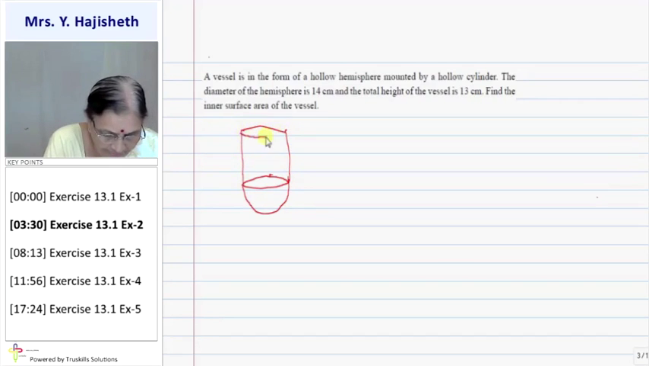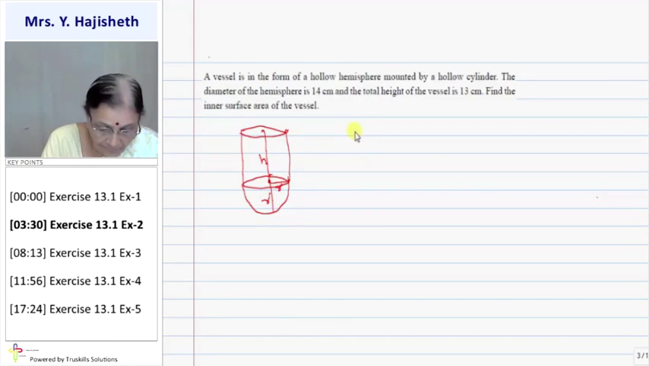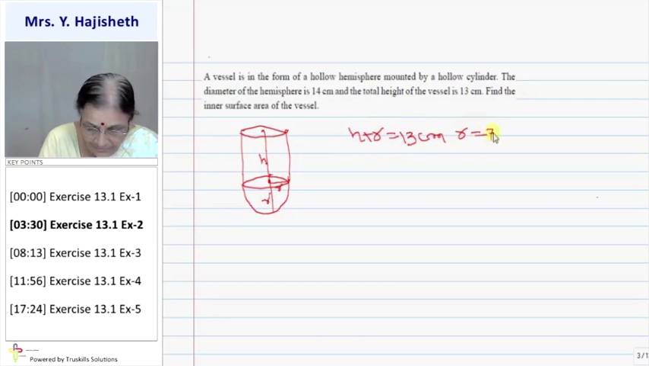This type of vessel is given to you. The height of the cylinder is h and the radius of cylinder as well as hemisphere is r. Clear? Now here h plus r is given 13 centimeter. So r is given 7 centimeter. So naturally my h will be 13 minus 7. So it is 6 centimeter. Okay.